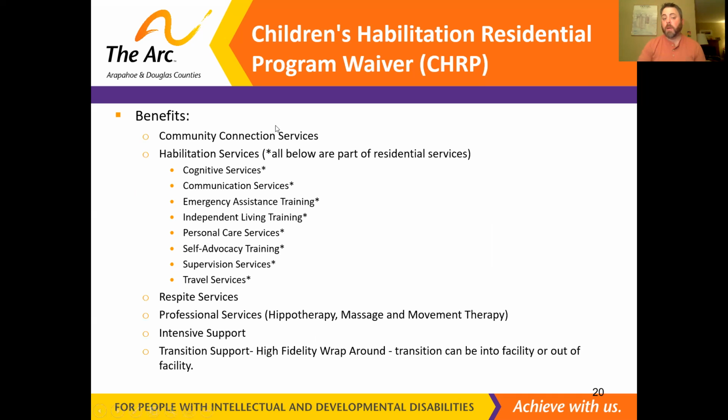The benefits in CHRP kind of resemble a little bit of what CES looks like. There's that community connector, so getting the kid out in the community. There's habilitative services, which is the residential component of CHRP, where there's a bunch of services underneath that. So some cognitive, some communication, some emergency, some independent living training. Again, those are for as kids get older. And then teaching them how to be more independent, personal care, some self-advocacy, so teaching them how to really use their voice for what they want, some supervision. So essentially it's kind of taking care of them a little bit, some travel.